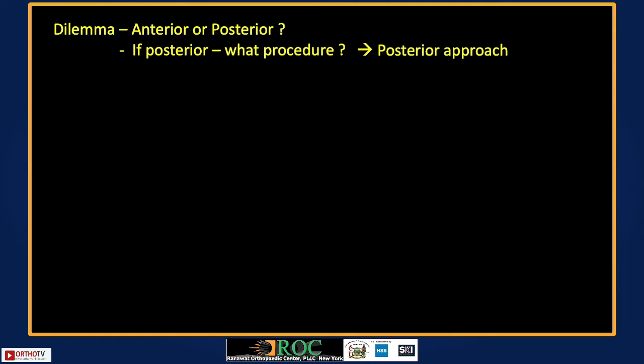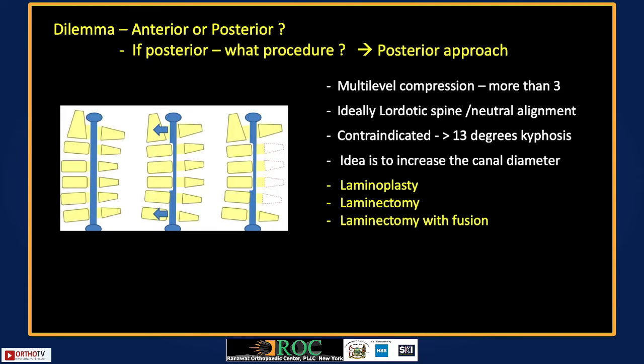But what we know now is that in the posterior approach, when we do decide to go in for that, the indications are more or less clear. More than 3 levels is a standard indication. Yes, you do need a lordotic spine or a neutral alignment, and the level which has been defined is less than 13 degrees of cervical kyphosis, which is an indication in multi-level cases. And the options that we have are laminoplasty, laminectomy, and laminectomy along with fusion, where the idea is basically to increase the canal diameter.